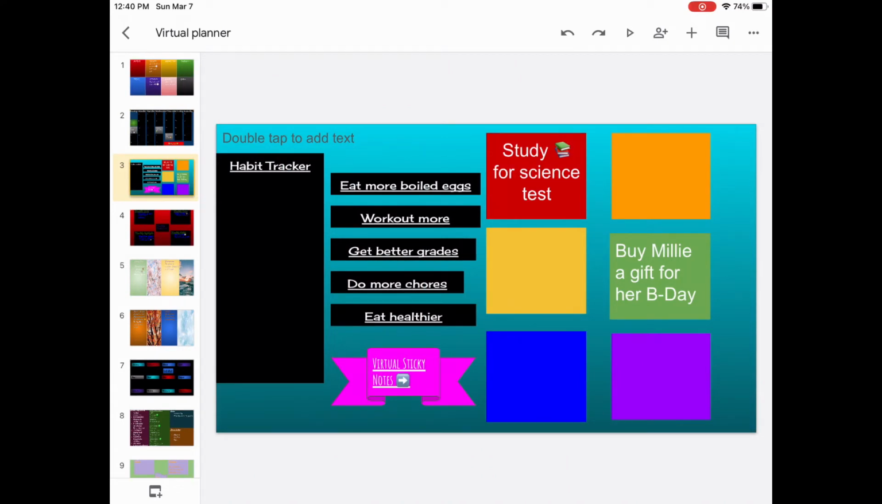So there are two things on this slide. For the habit tracker, you have to put a check mark if you did one of those habits, and the goal is to try to do those habits. And the virtual sticky notes are just reminders. You put down things like study for science test or buy Millie a gift for her birthday. Once again, I don't have a friend named Millie. And the good thing is you can always delete it and don't have to waste paper.